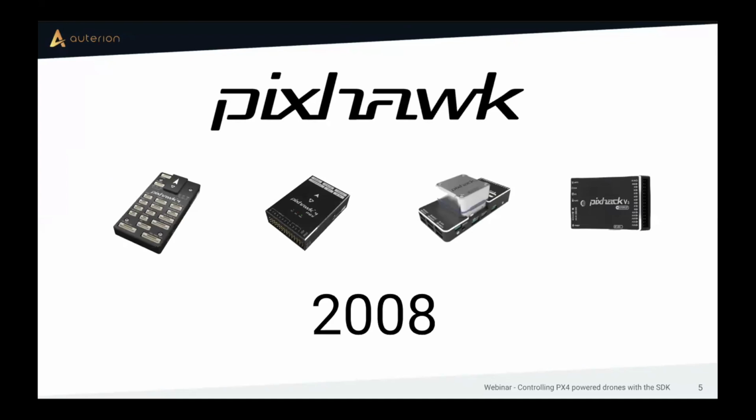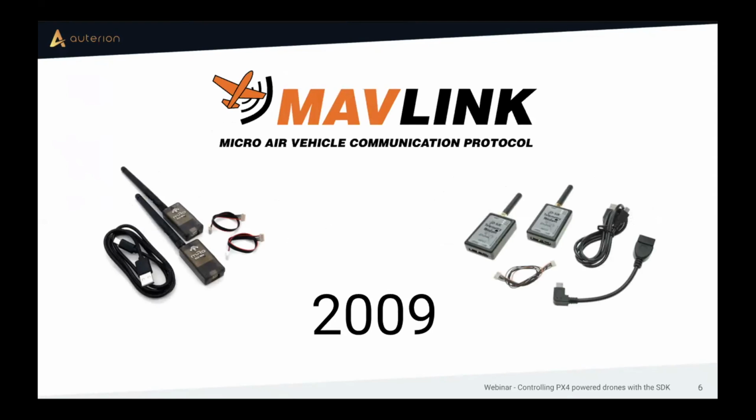So Pixhawk is the hardware autopilot that's used by many different companies and also by the development community. That is something I created in 2008. MAVLink is the communication protocol. You can think of it as the HTML of drones. It's a binary, highly efficient protocol created in 2009, also something we architected.